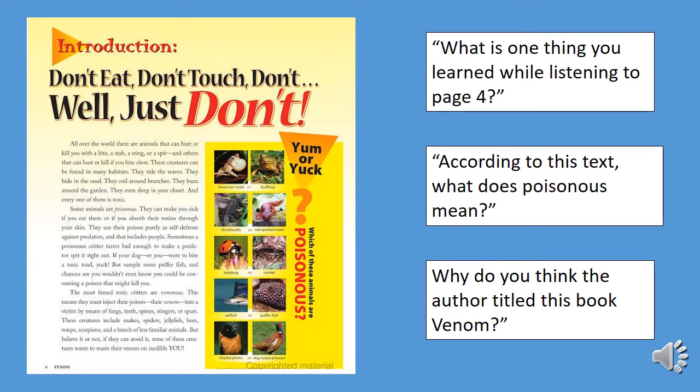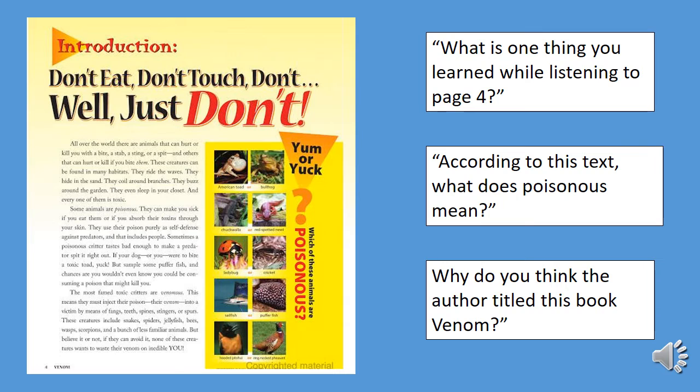Some animals are poisonous. They can make you sick if you eat them, or if you absorb their toxins through your skin. They use their poison purely as self-defense against predators, and that includes people. Sometimes a poisonous critter tastes bad enough to make a predator spit it right out. If your dog or you were to bite a toxic toad, yuck. But sample some pufferfish and chances are you wouldn't even know you could be consuming a poison that might kill you.